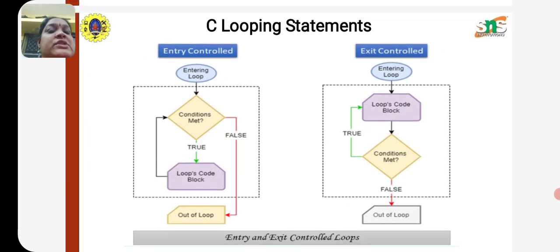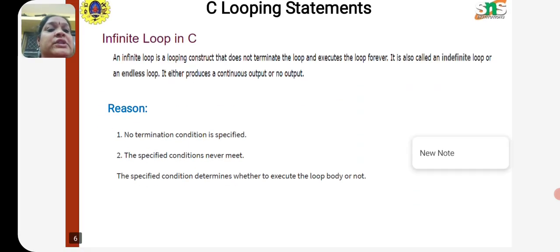So this is the flowchart for entry control and exit control. Entry control: if the condition is true, it will go inside the loop, and if the condition is false, it will come out of the loop. Whereas in exit control, first the loop will run the code once, and then it will check the condition, and if the condition is true, the code will be executed again. If it is false, it comes out of the loop.